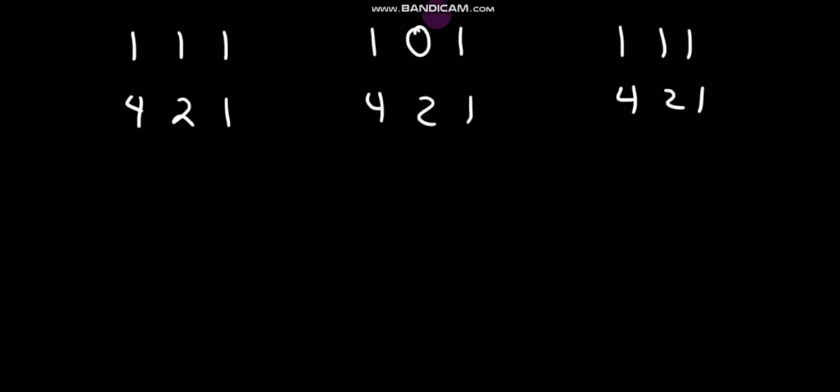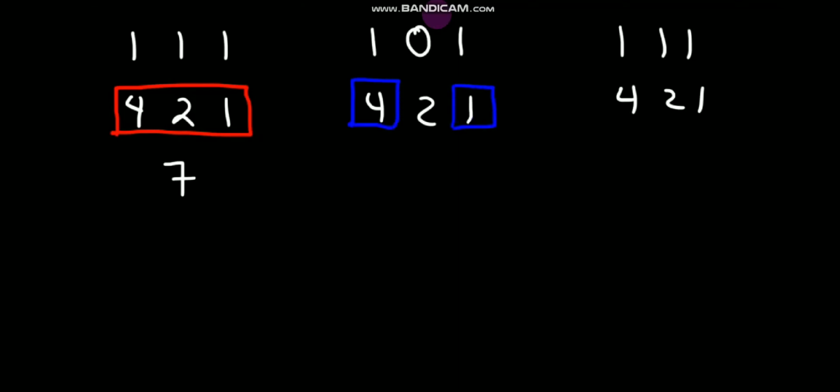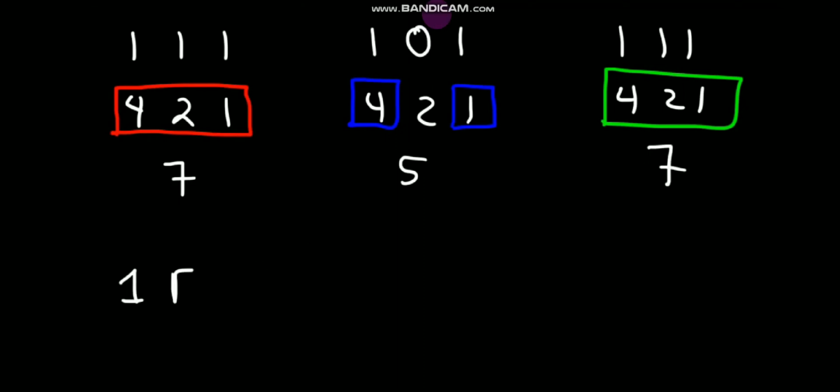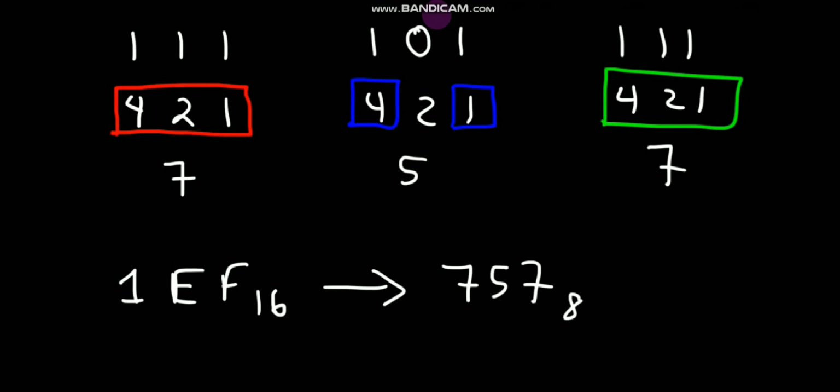Now we will add the numbers wherever it is 1. So in the first block you can see all the 3 numbers are having 1. So 4 and 2 is 6, and 1, 7 it is. In the second you can see 4 and 1 it is, so it is 5. And in the last one you can see again all the 3 numbers are having 1, so it is 7. So our answer is 1EF16 is 757 with base 8.